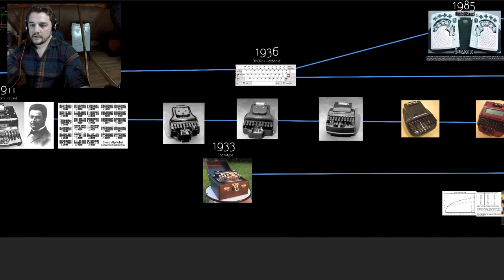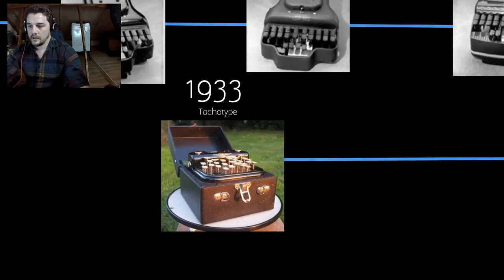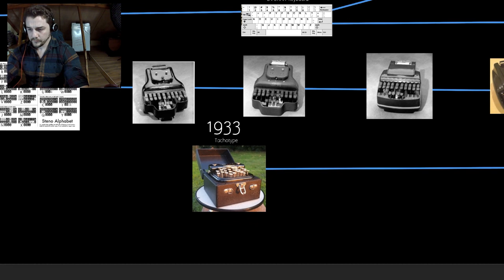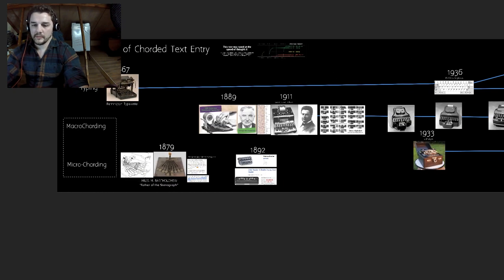And I'm going to take a step back to this device here. This is called the Tachotype, invented in 1933. This was the only device on the entire timeline which is halfway between macro-chording and micro-chording.